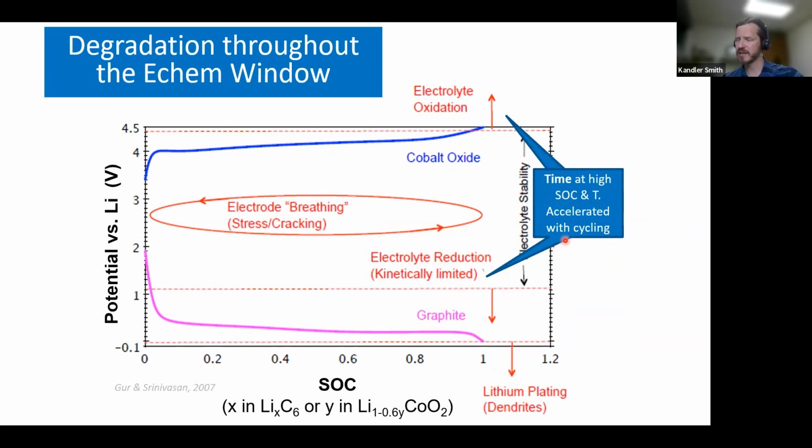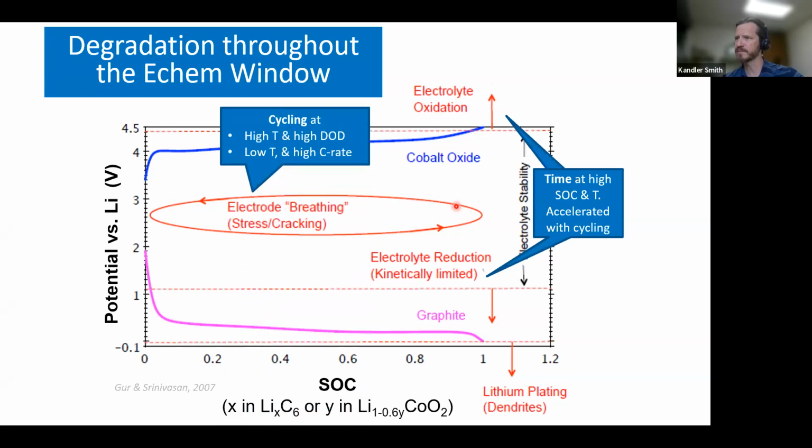Sometimes they're also accelerated with cycling, and that's because they happen at the surfaces of these electrodes, and the expansion contraction or electrode breathing can generate stresses and cracks at the surface layers and expose some fresh material where faster reactions can occur. So then things that track with cycling are typically mechanical expansion contraction related, and these can be accelerated at high or low temperatures and generally high depths of discharge or wide state of charge windows, as well as high C rates. And then there can be other mechanisms that are accelerated just with low temperature or fast charging as well.